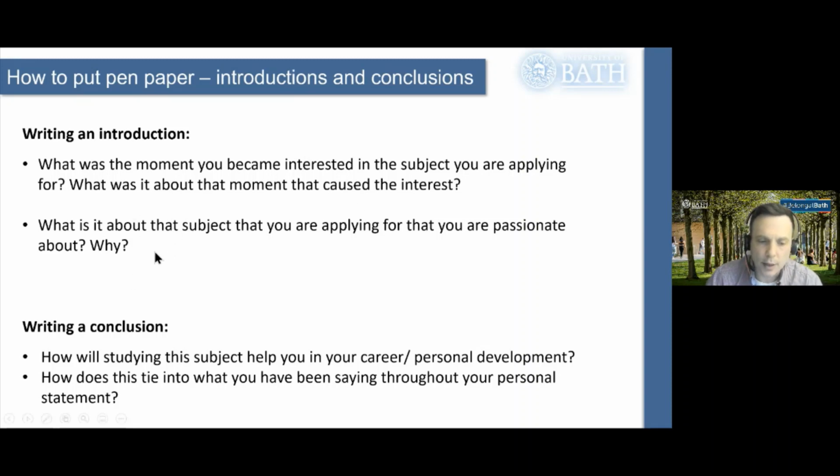What is it about the subject that you're applying for that you're passionate about, and why? Is there something that it leads to that you're really interested in? Is there something about the concepts involved that you're really interested in? But ultimately, those two questions are very personal, and that's the point. This is a personal statement.